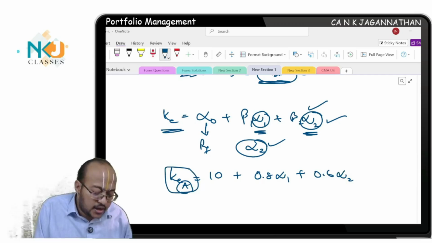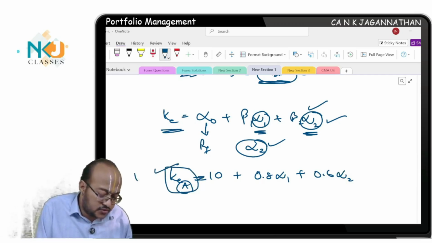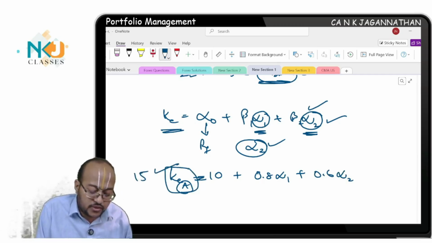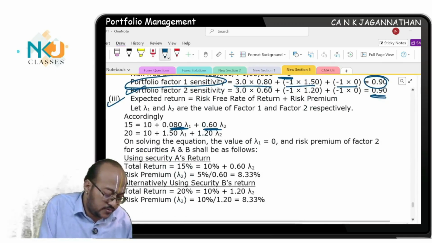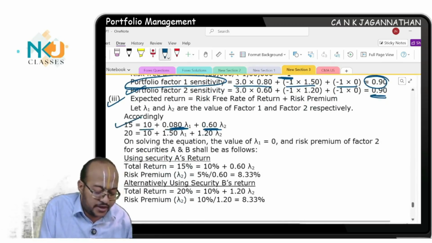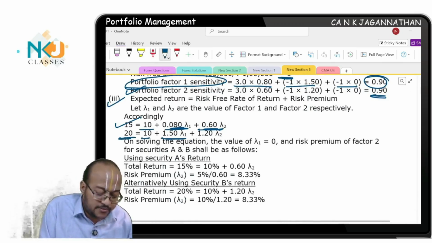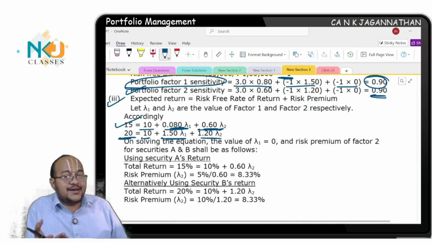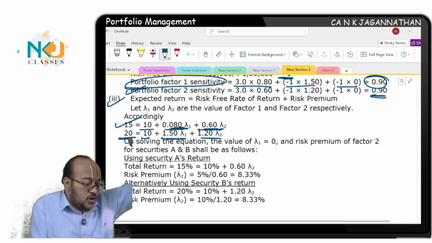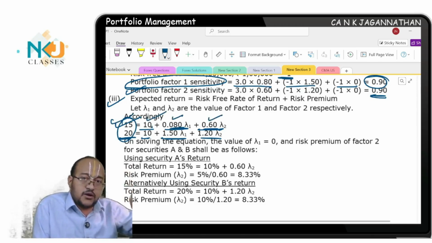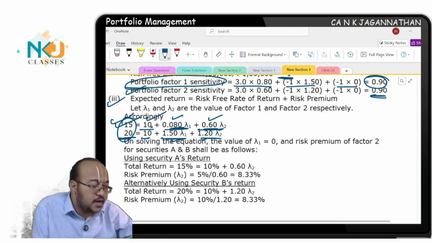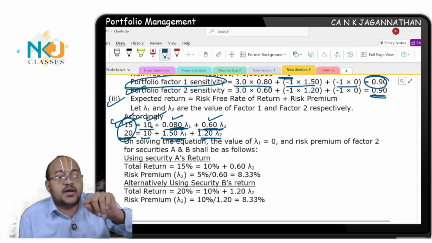This is KEA. This KEA is already given in the question as 15%. So equate it: 15 is equal to 10 plus 0.8 lambda 1 plus 0.6 lambda 2. This is how they have formed this equation. Similarly for B: 20 is equal to 10 plus 1.5 lambda 1 plus 1.2 lambda 2. Both the required rates of return you already know on the left hand side. Right hand side, the risk-free rate you also know. You also already know factor 1 beta and factor 2 beta for both A and B. The only unknowns are lambda 1 and lambda 2.